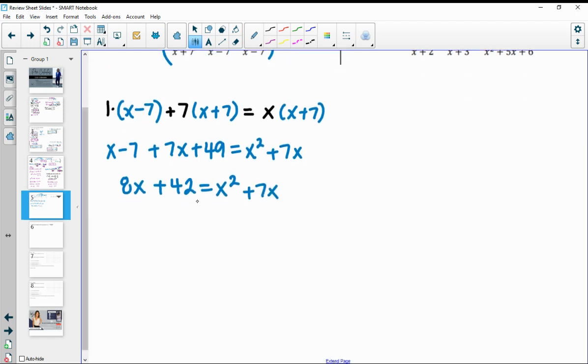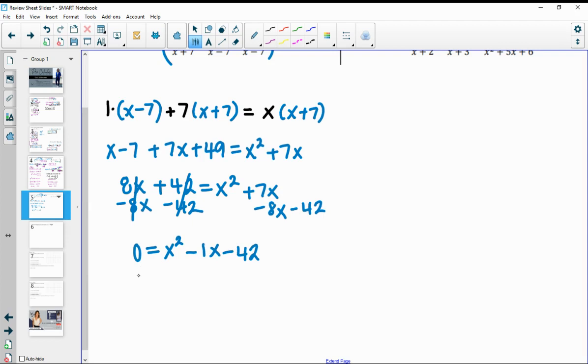So now we have x and x squared. So we're going to want everything on the same side. I don't like my x squared term to be negative. So I'm going to bring this 8x over here. And I'm also going to bring the 42 over. So then this will be 0 and 0. So we get 0 equals x squared. 7x minus 8x is negative 1x. And then we have the negative 42.